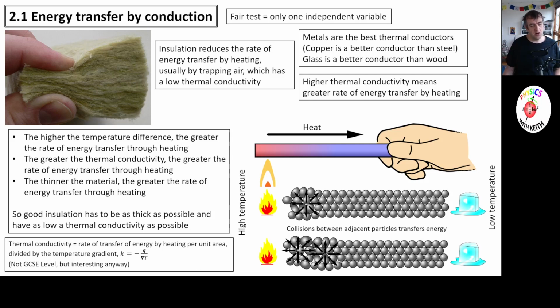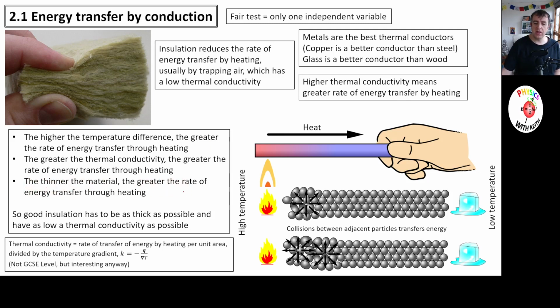So if we want to reduce the rate that energy is conducted, we want to insulate our bar, or whatever it is, so that the energy stays in one place as much as we can, rather than conducting away. Then what do we do? We would do the opposite. We have a lower temperature difference from one side of the medium to the other. We have a lower thermal conductivity, and one of the lowest thermal conductivities is air, trapped air.